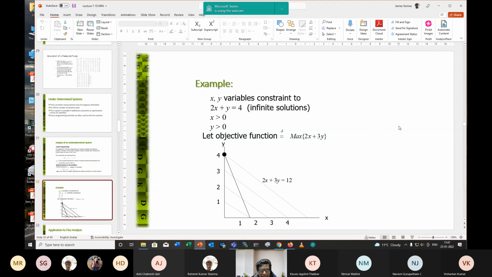Now, a simplistic example is given here, a very, very simplistic example. You have two variables, x and y. If you look at the equation 2x plus y equals 4, then there are infinite solutions. Now you give the constraint that x is greater than 0 and y is greater than 0, then it is confined to this first quadrant. And if you say the objective function is to maximize 2x plus 3y, then you see that there is only one solution which is possible, because 2x plus 3y equals 12 is maximum at that point. So you have one solution which is viable in this case, right? So that's how this is done.